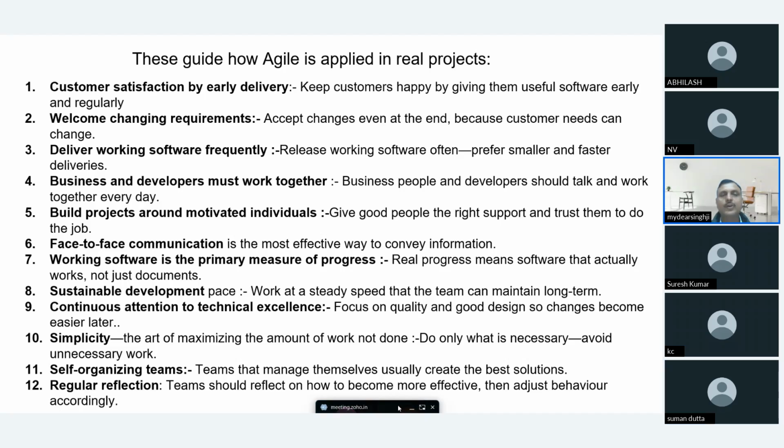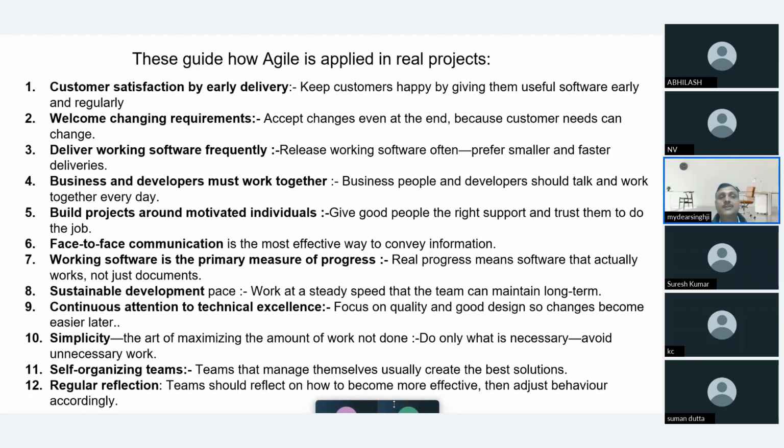Okay. So I'm discussing the 12 principles. Of these 12 principles, I'm discussing the first one, customer satisfaction by early delivery. Keep the customer happy by giving them useful software early and regularly. Here it becomes the minimum viable product, and regularly, we keep updating whatever we are doing. Welcoming changing requirements, accept changes even late at the end, because customer needs can change. So the second point is welcoming changes.